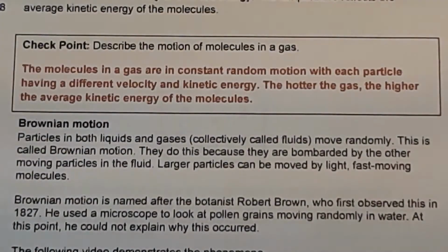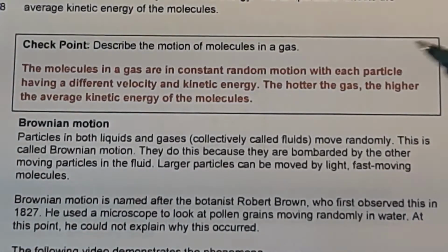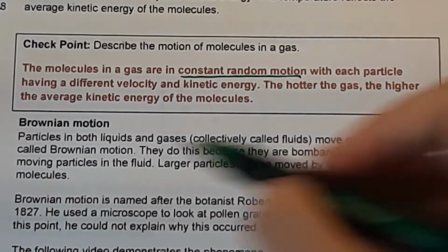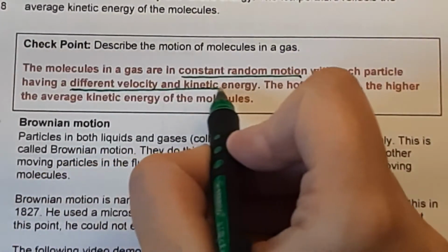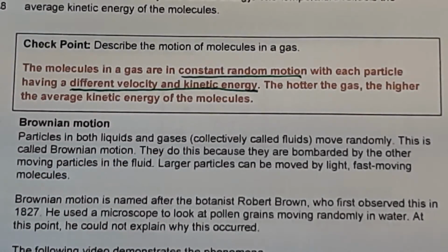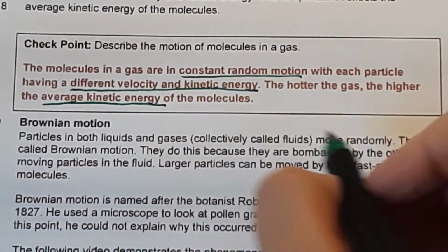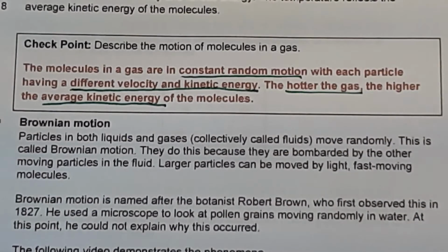Let's go through that. The molecules in a gas are in constant random motion, with each particle having a different velocity and different kinetic energy. The hotter the gas, the higher the average kinetic energy of the molecules. Okay, so there's a few key points here. Make sure you've got all these statements written out. Add anything you haven't got. Feel free to use your student notes page to get that written down if you don't have space on this page. We're going to move on to Brownian motion.